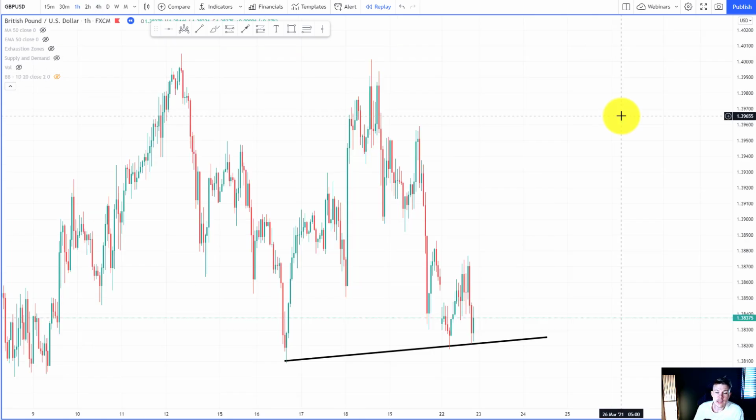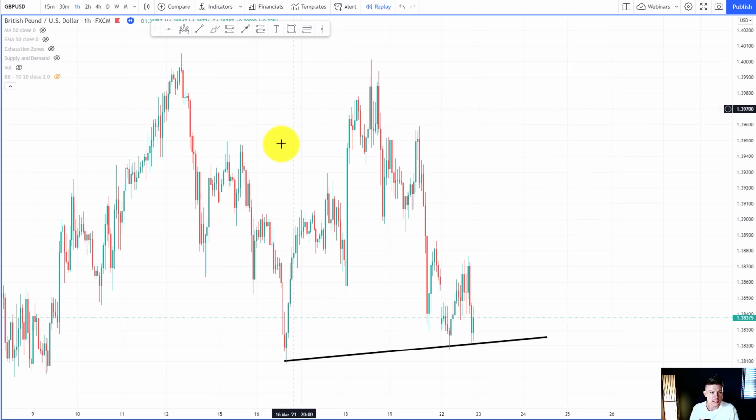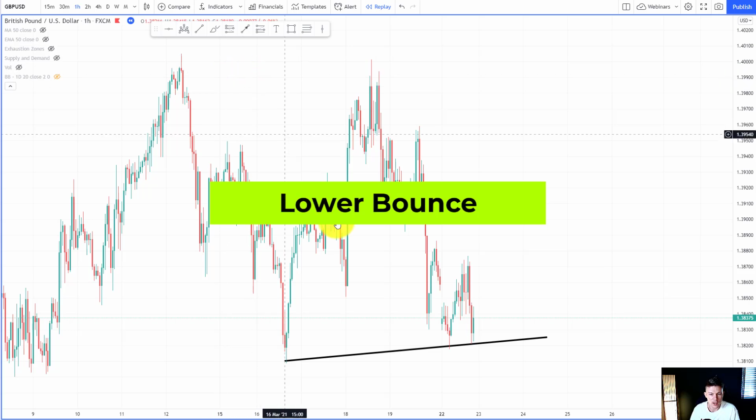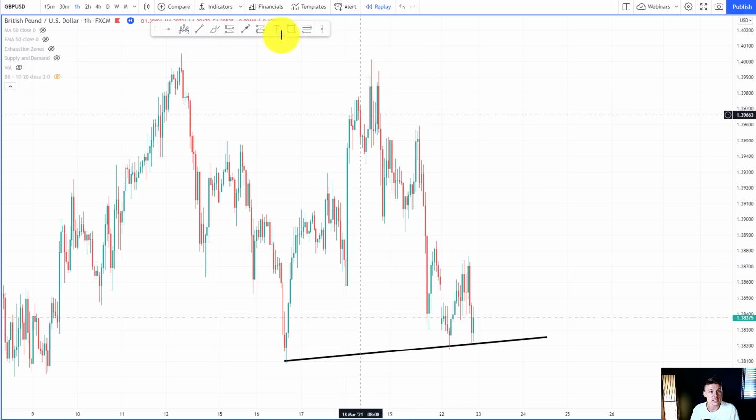If you are a breakout trader, maybe you're also struggling with breakouts, fakeouts are a common issue, then this can really help you improve your trading quality. The third concept about price action is called the lower bounds. And for the lower bounds, we need to first identify a support and resistance level. We can also use a trend line like here.